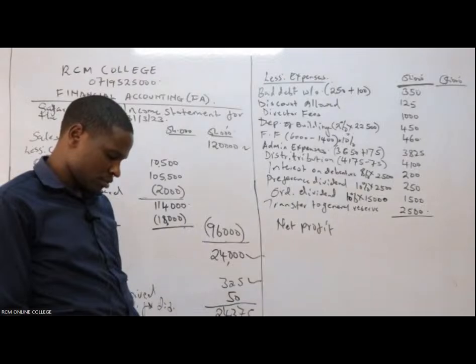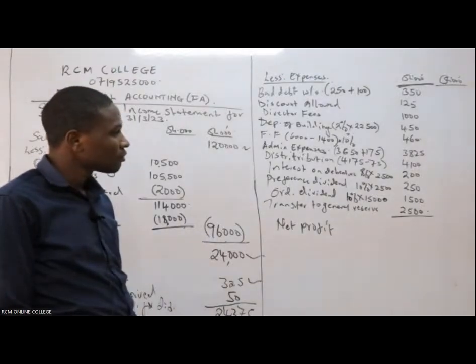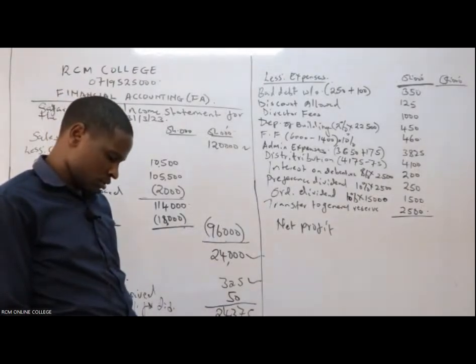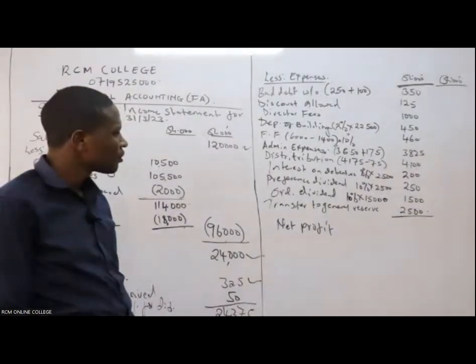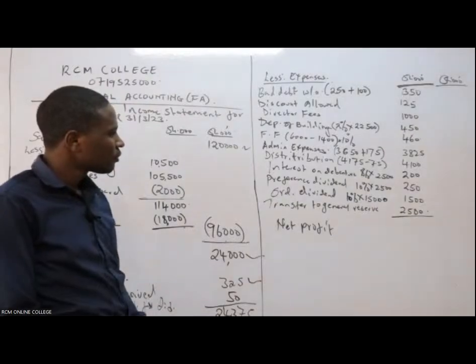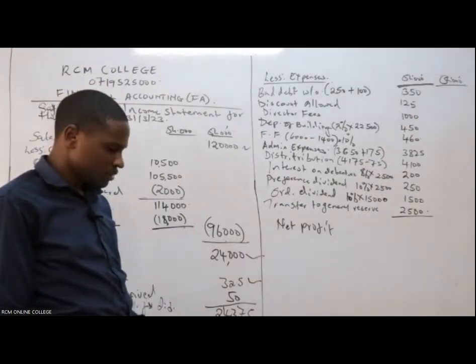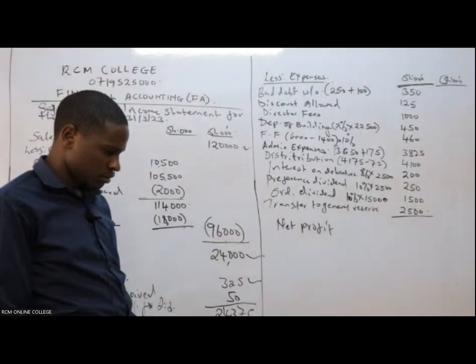Those expenses, I think so. Okay. 200. Interest paid. Already that one is taken care of. Okay. Preference dividend. Yes.